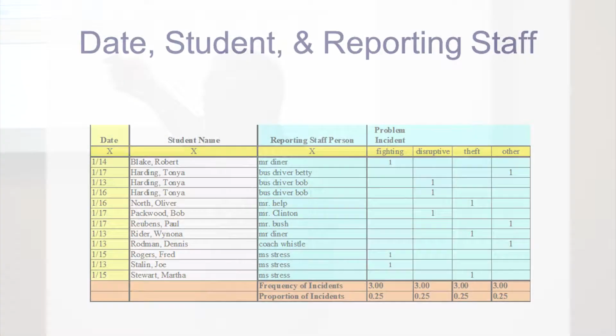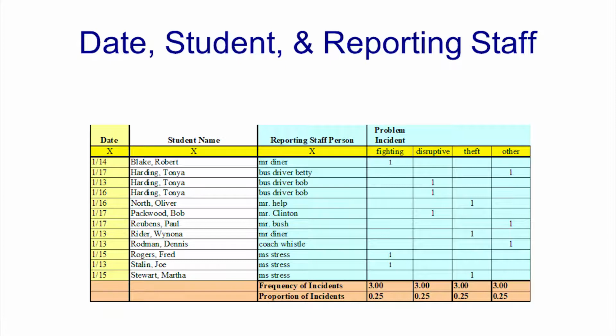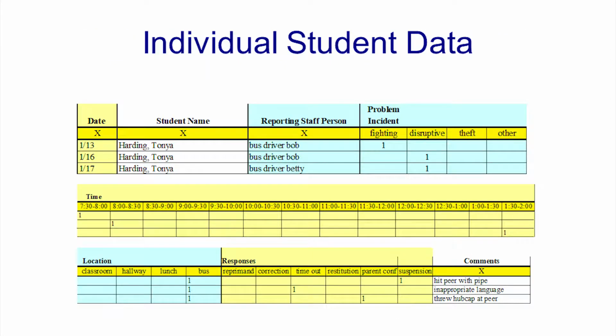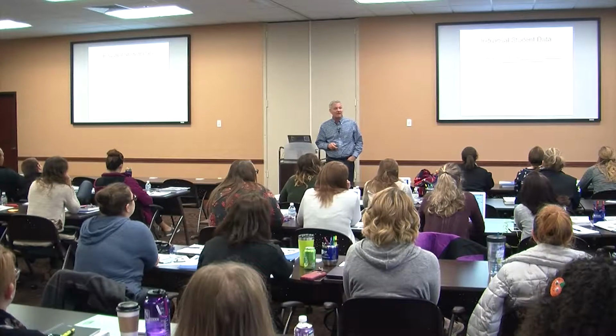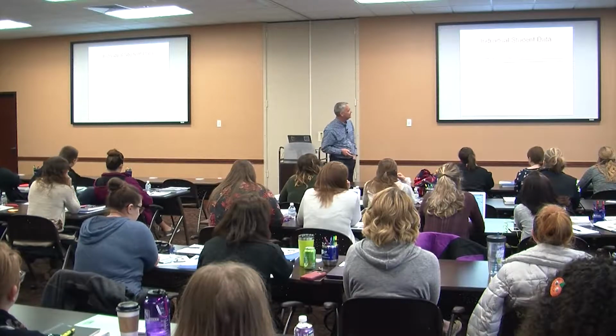So I can pull an individual kid out. I'm going to pull Tanya out of there and look at her whole record. So I can see when Tanya had problems, where she had problems, what her problems were, and any kind of comments that were written in her data set. I can now bring mom in and have a very detailed conversation.